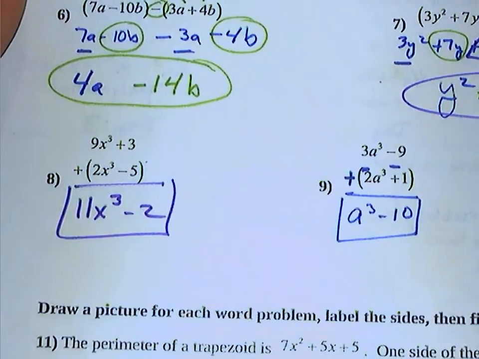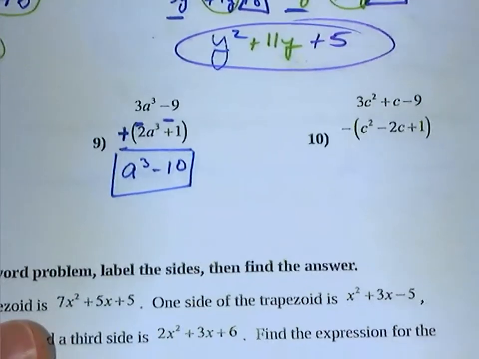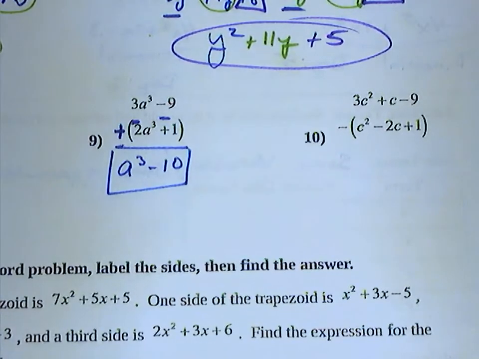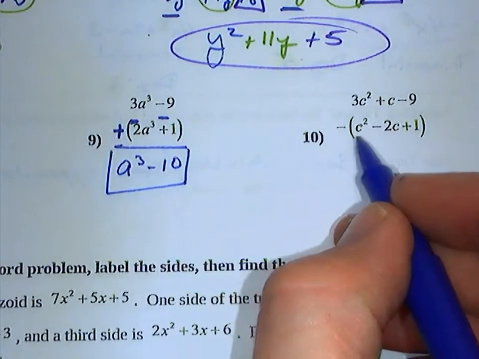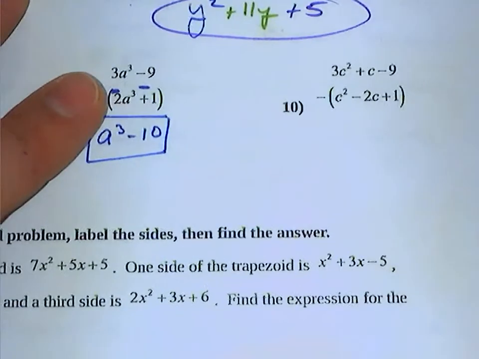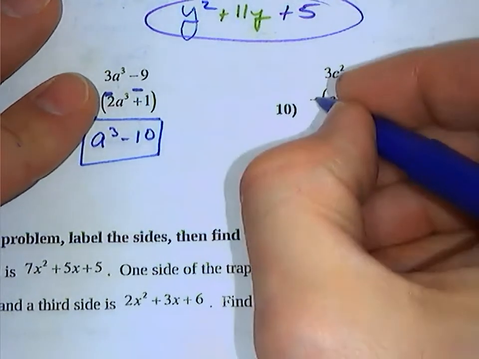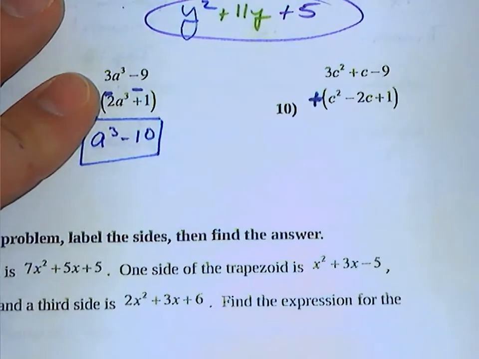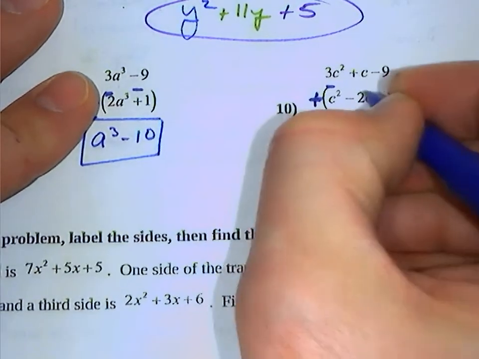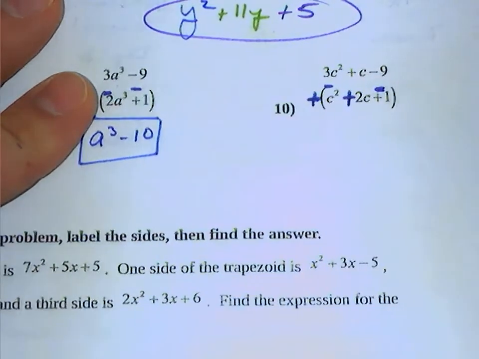Okay? So it's really nice when it's stacked right over each other. And of the basic ones, here we go. I've got 3c squared plus c minus 9. And then that is subtraction of this trinomial, c squared minus 2c plus 1. I'm a big fan of changing that, either rewriting it or just add the opposite. I'll make this a plus. That's now negative. That's now positive 2c. And that's now a negative 1.